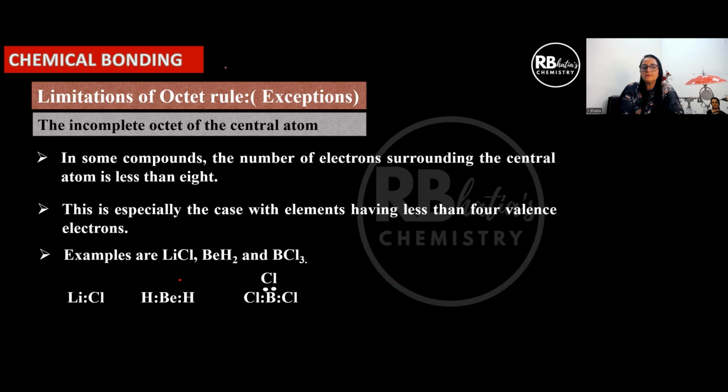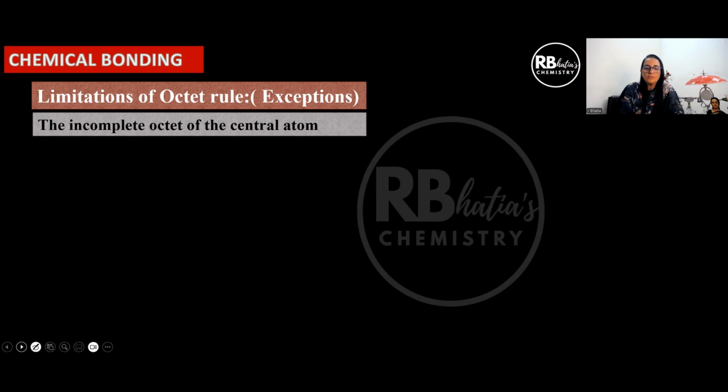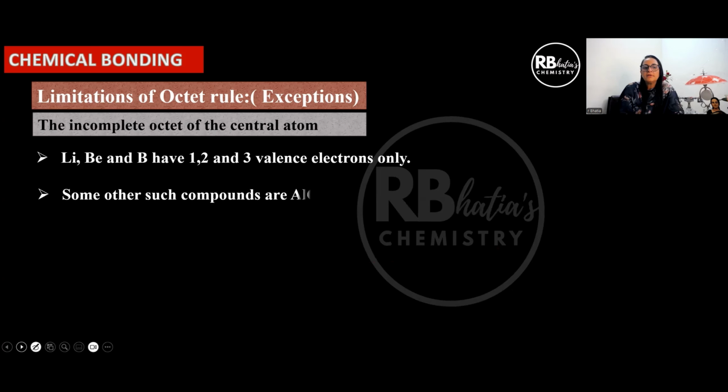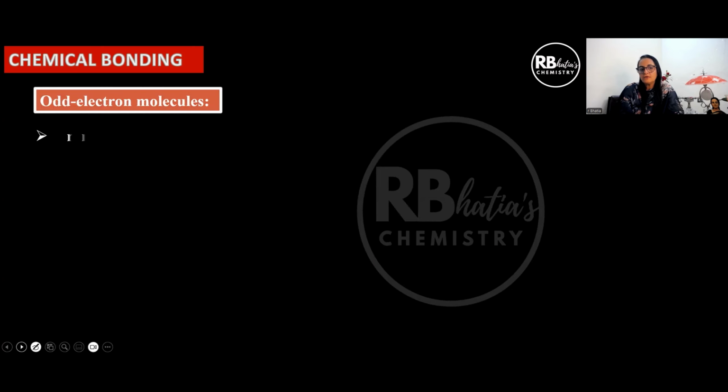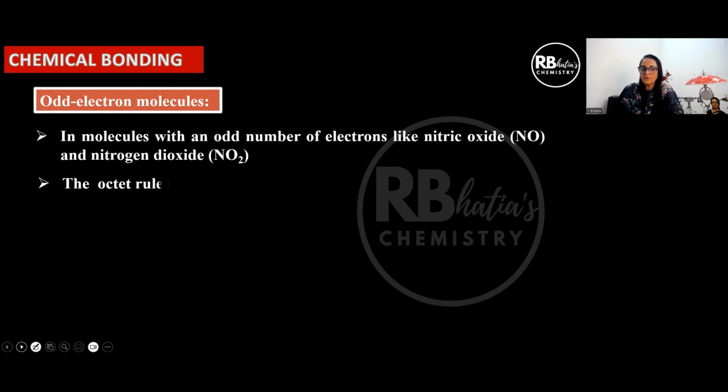And we also call these compounds hypovalent compounds. Hypovalent, that means you can say less valency than 4. Okay, so now we have lithium, beryllium, boron. Why do they have incomplete octets? Because they have just 1, 2, 3 valence electrons, and that is what they can share. So mostly boron, aluminium family elements will have an incomplete octet.